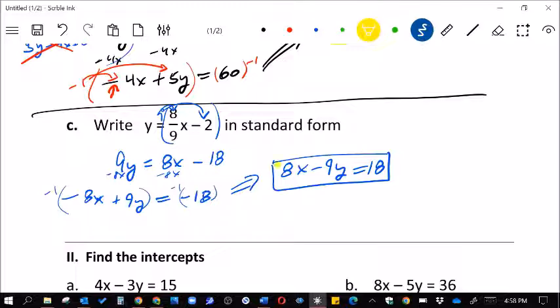All right, so 8x minus 9y is equal to 18 is the same as y equals 8 over 9x minus 2.